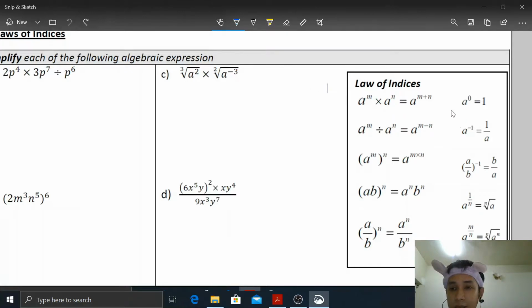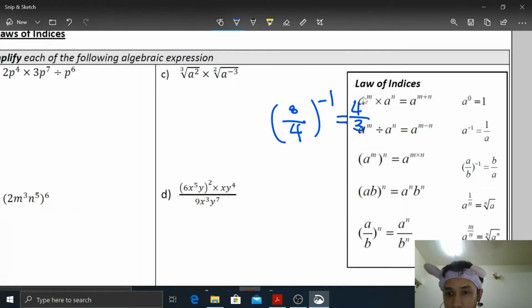These are the basic ones that you have learned before. a to the power of 0 equals 1. Any number with the power of 0 equals 1. And then this one I've taught you before: when a is to the power of negative 1, it means 1 over a. And if a over b is to the power of negative 1, it's going to be b over a. For example, if I take 3 over 4 and put this as negative 1, this is equivalent to 4 over 3 based on the law of indices.